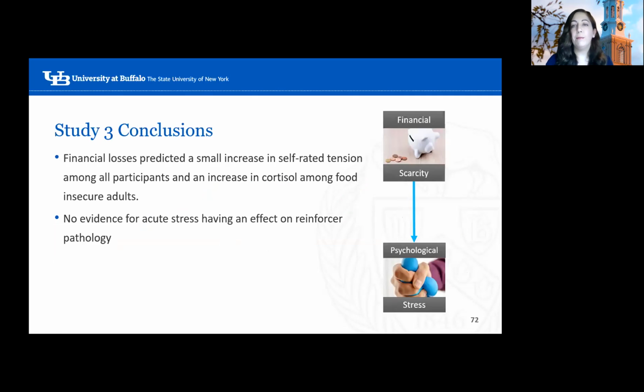Overall, we did find that multiple age groups reported increased subjective acute stress after financial losses, and for parents reporting food insecurity, this was accompanied by an increase in cortisol. We did not find evidence for an effect of acute stress on reinforcer pathology in this study.